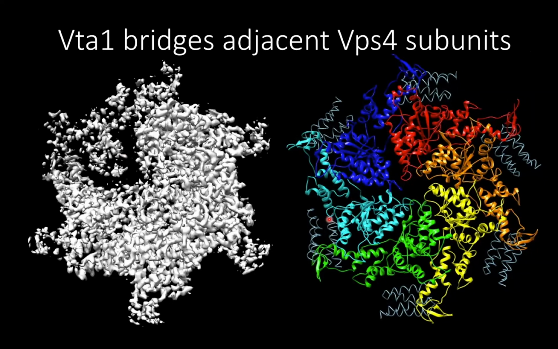It kind of staples adjacent VPS4 subunits to each other. This is architecturally quite curious because the cofactor protein is two-fold symmetric, and it uses two-fold symmetric interfaces to bind to adjacent subunits, but the interfaces it makes are different in each case. That's rather an amusing symmetry mismatch, but that's all I'm going to say about it.